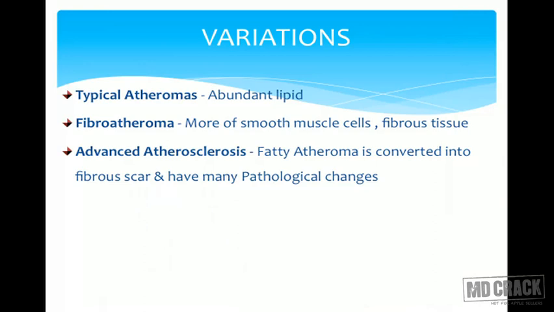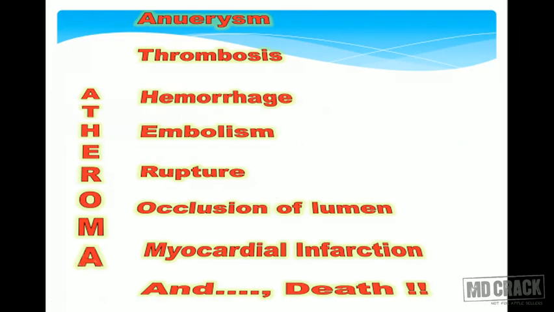So there are a lot of variations in the classical atheromatous plaques. Sometimes they are typical atheromas containing abundant lipid. Sometimes they can be fibroatheromas, where more smooth muscle cells and more fibrous tissue will be seen. Advanced atherosclerosis is the one where fatty atheromas will be converted totally into a fibrous core, and they will have various pathological changes. At the end, remember the complications of atherosclerosis.